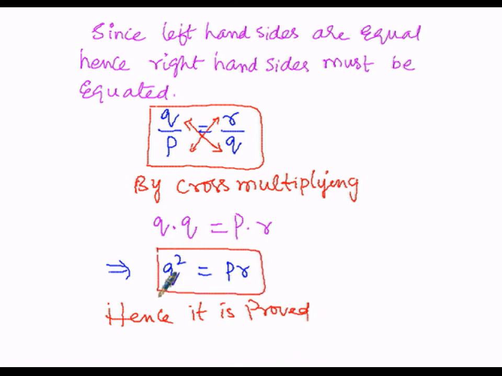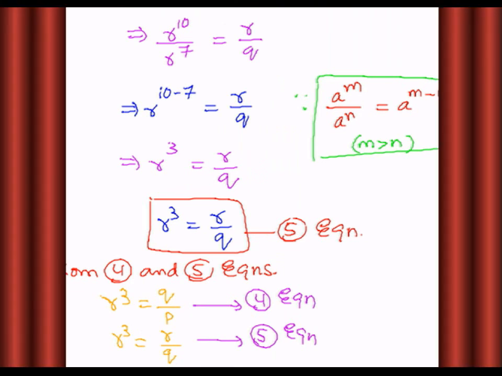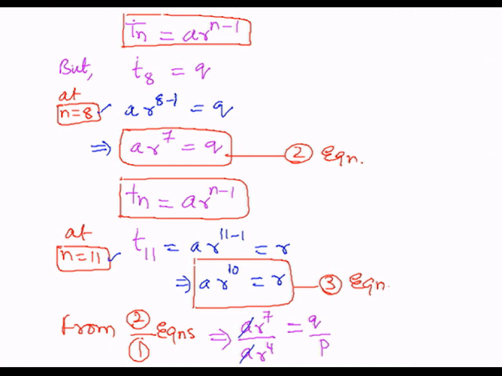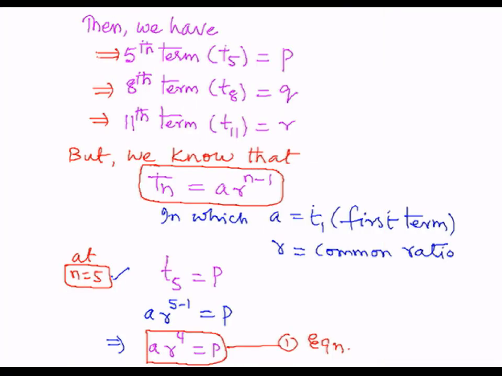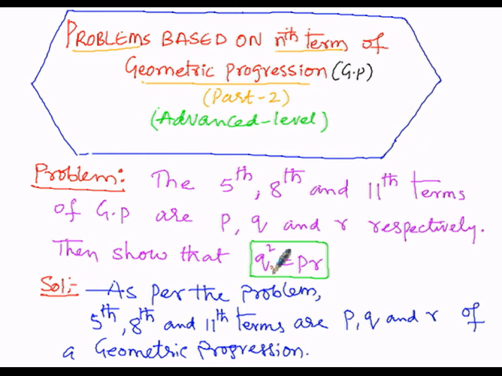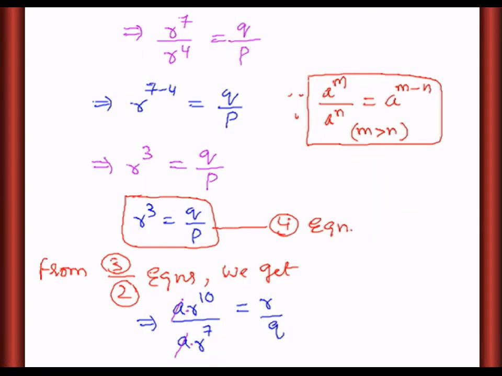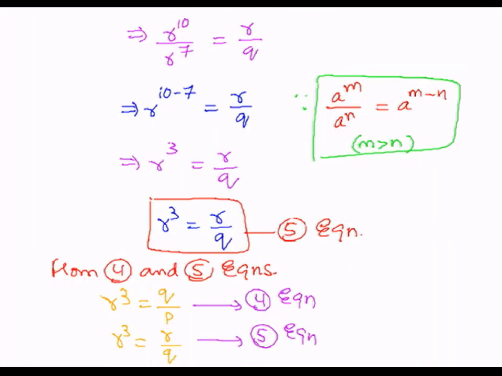As per the problem, we have to show that Q square equals PR. So in this manner, when the 5th term, 8th term and 11th term are given as P, Q, R respectively, we have proved the condition, that is Q square equals PR.